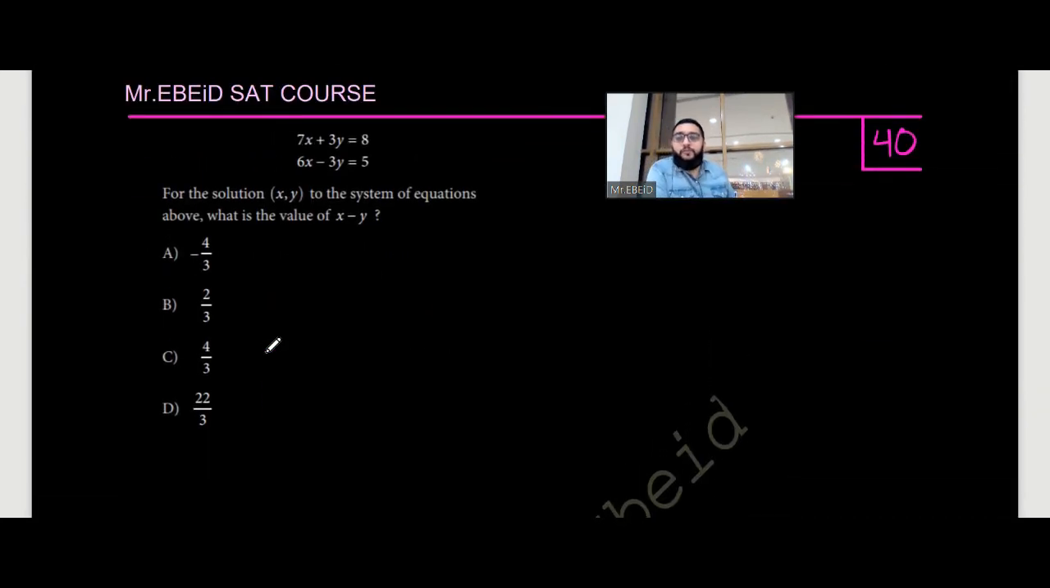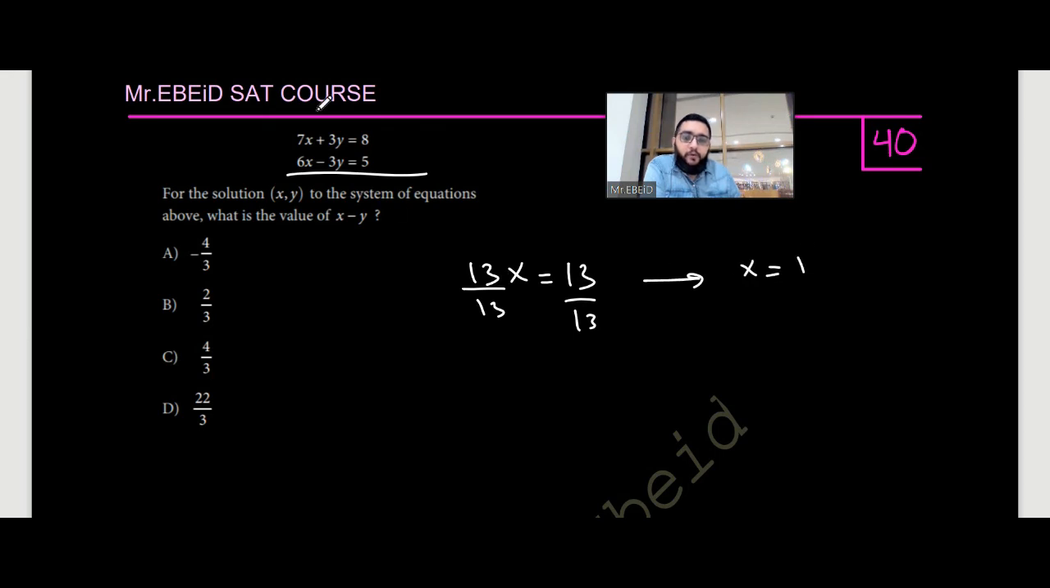The system of equations: we have 7x plus 3y equals 8 and 6x minus 3y equals 5. For the solution x and y of the system of equations above, what is the value of x minus y? I think if you add both equations, we have 13x equals 13, since we cancel 3y with negative 3y. Dividing both sides by 13, x equals 1.